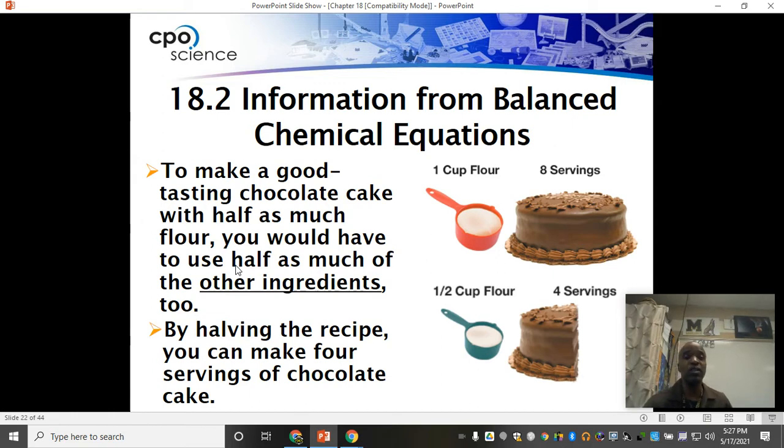So, to make a good tasting cake for half the people, if the original recipe said for 8 people, but I'm only throwing a party for 4, you don't want to make that much cake because you don't want to throw it all away, even though everybody loves some cake. So you're going to take the entire recipe and cut it in half. You would have to use half as much of the other ingredients to make half the cake. By halving the recipe, you'll make 4 servings of chocolate cake rather than 8.